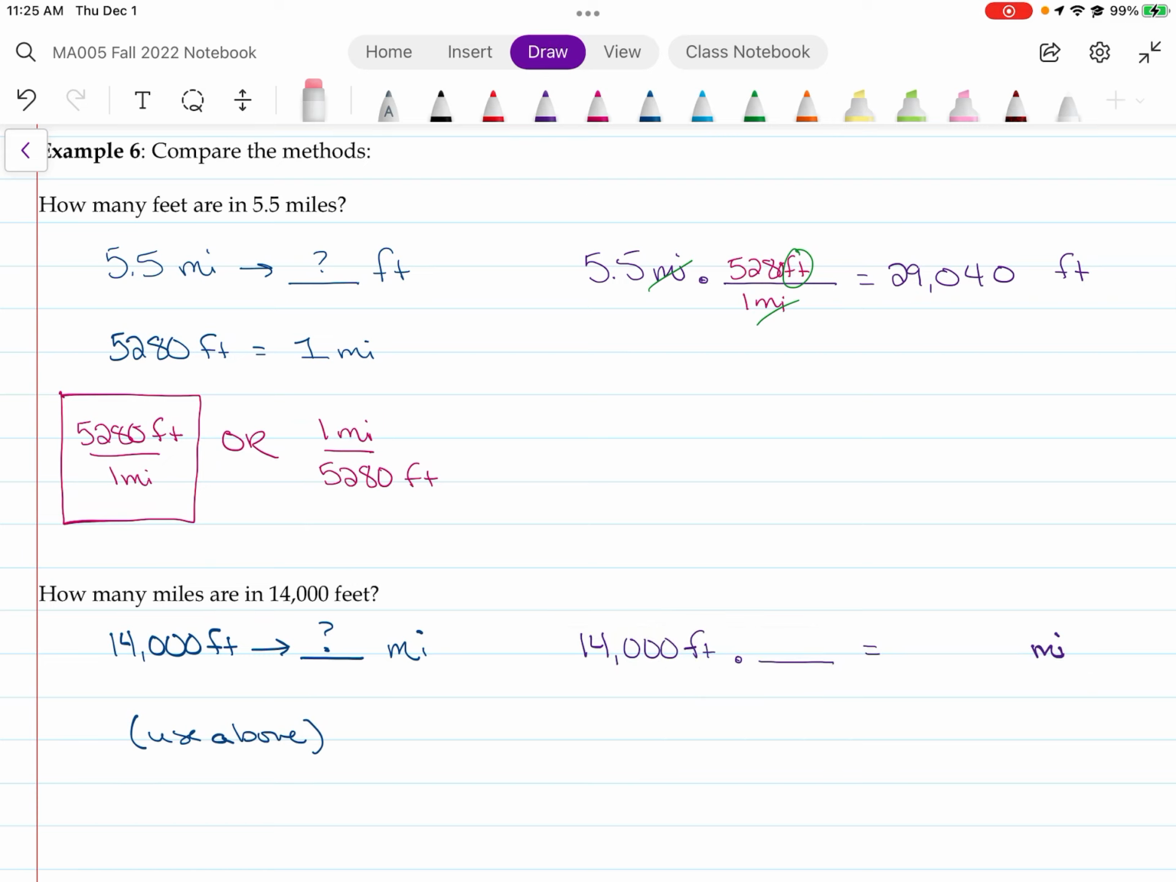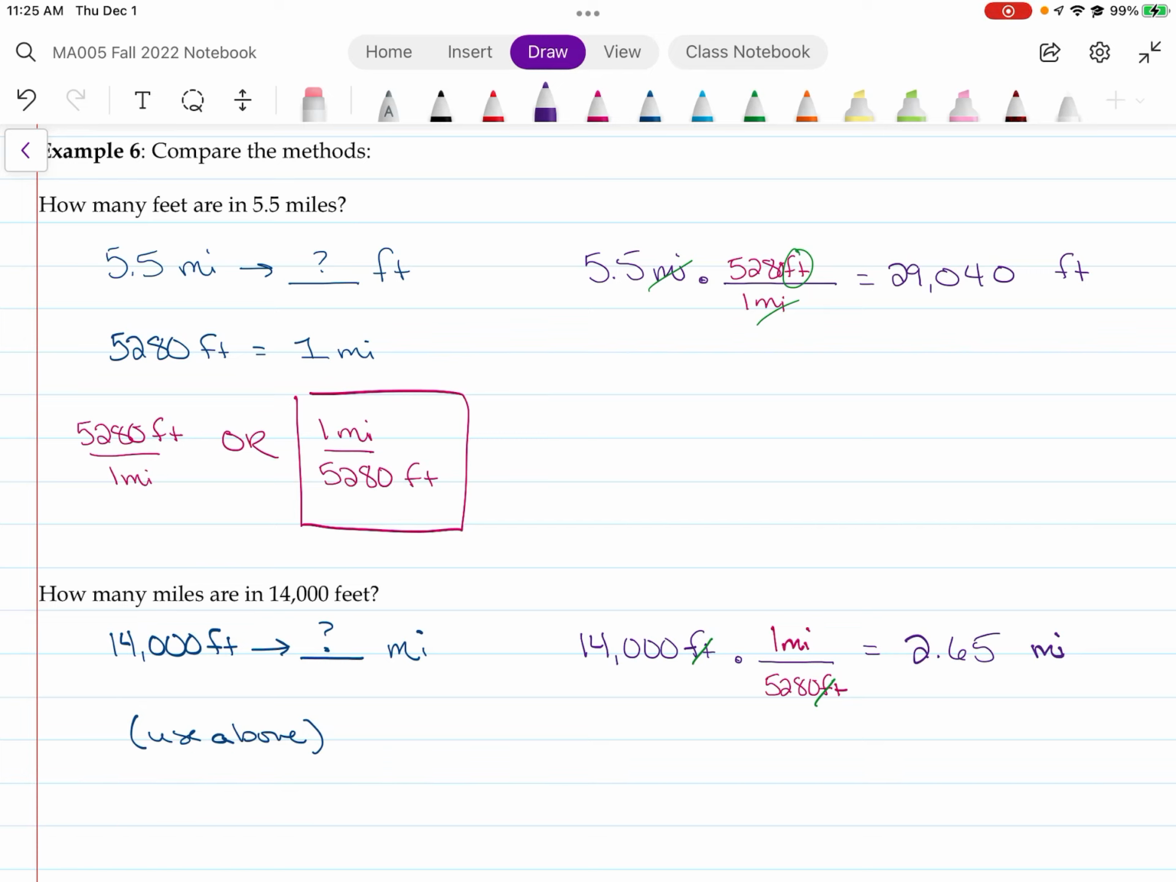We've got 14,000 feet times some conversion factor equals how many miles? This time we're going to use the other one because we want the feet to cancel. So we're going to have 1 mile per 5,280 feet. Make sure that the feet cancel. You're going to take 14,000 and this time divide by 5,280, and you should get 2.65 miles. So those 14,000-foot mountains are 2.65 miles tall.